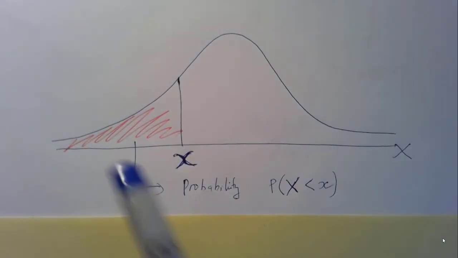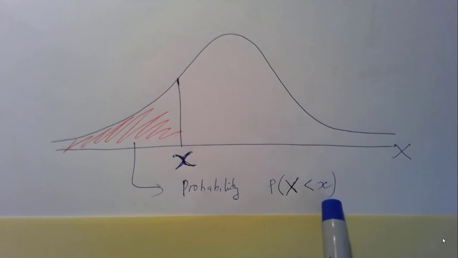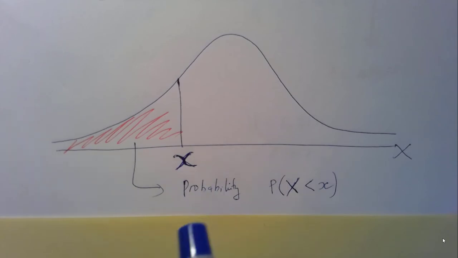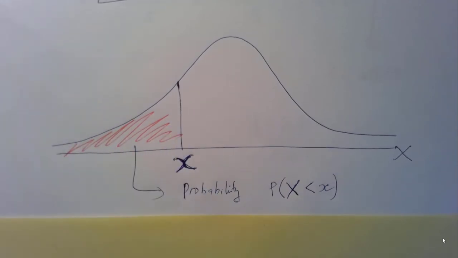And given a normal curve, when I write P of the random variable x is less than a particular value of x, I'm looking for the probability that we are getting a value inside this interval.